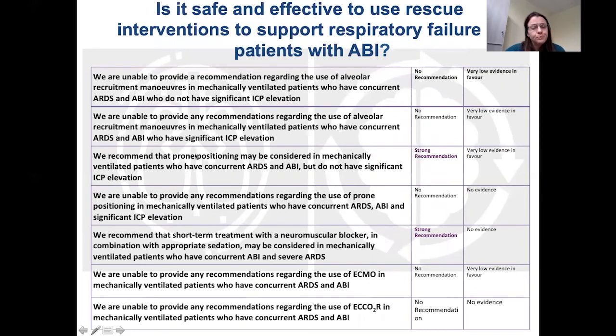Rescue therapies. Here we found a strong recommendation regarding the use of prone position, which actually should be considered, and for the neuromuscular block, while no recommendation was found regarding alveolar recruitment or the use of extracorporeal systems like ECMO or extracorporeal CO2 removal. The risk with these two latter instruments is that they need a high amount of anticoagulation, and in brain injured patients this can cause further bleeding and cerebral complications.